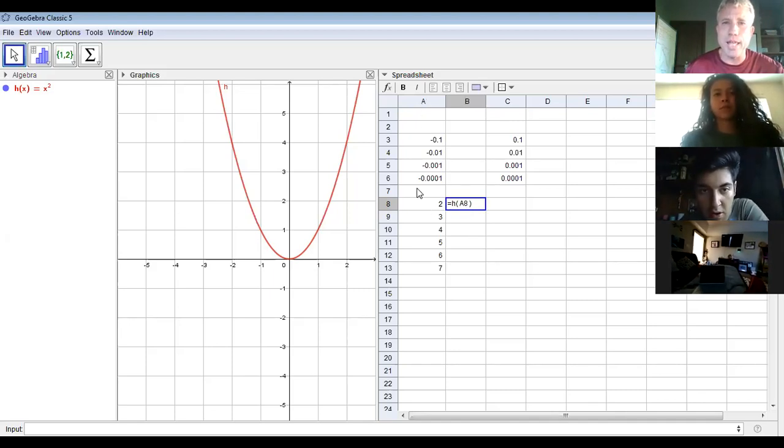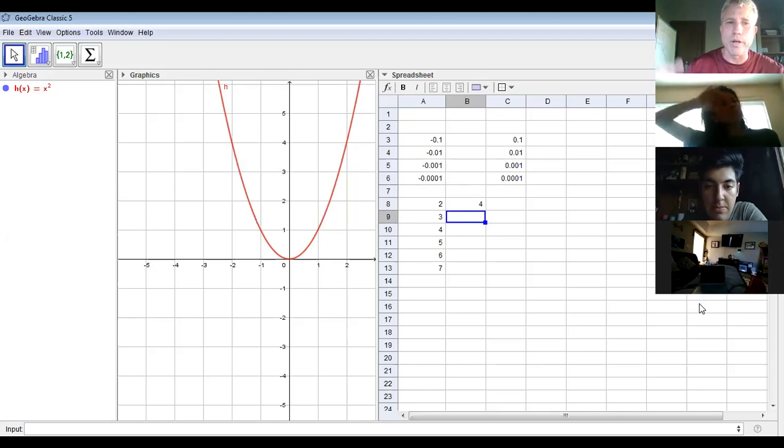This is cell A8. So it'll take the value 2, which is in A8, and put it into my function h of x, which is the squaring function. So when I hit equals, I'll get a 4.